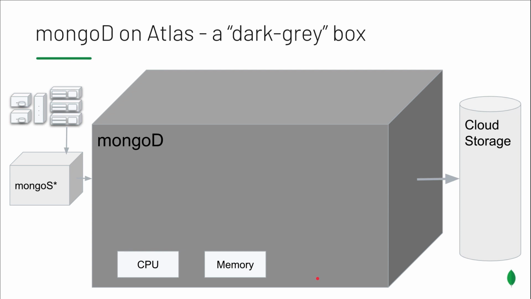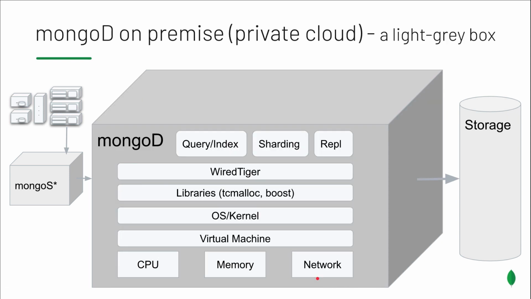On Atlas, it's not quite a black box, it's a dark gray box, as we think of it. There are still a number of things that you can change. For example, you can change the size of the CPU, the instance size, or the size of the memory. If we look at the MongoDB server for an on-premise or a private cloud deployment, really a light gray box, we can see that there are quite a few more factors that you need to take into account.